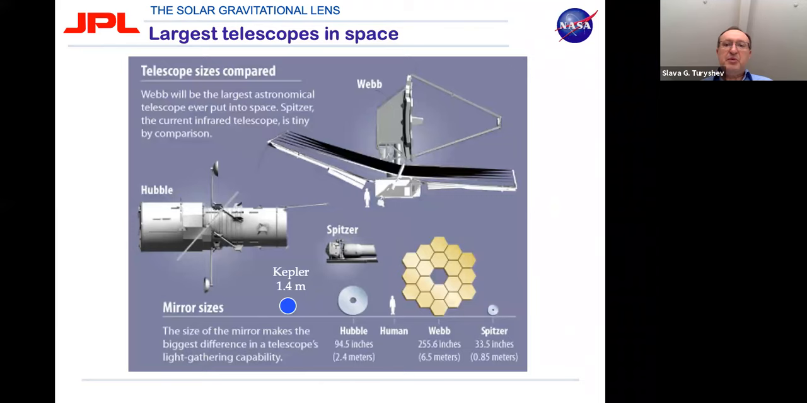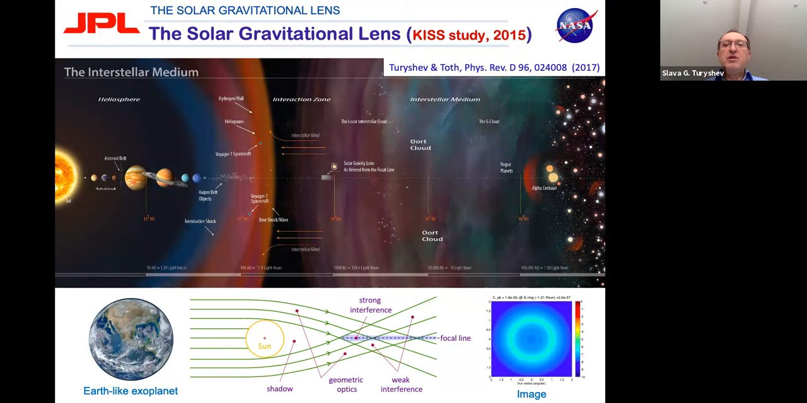Going to space, we're talking about Kepler, 1.4 meters. And James Webb, when it flies, it's 6.5 meters. So nowhere close are we getting to this required 90 kilometers. So this is the reason why we start looking at something very unique that nature gave us. It's the solar gravitational lens. It's not because we want to be engaged in science fiction, but it's basically out of the realization that nothing else can help us to observe exoplanets directly.